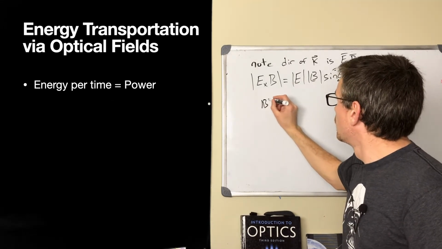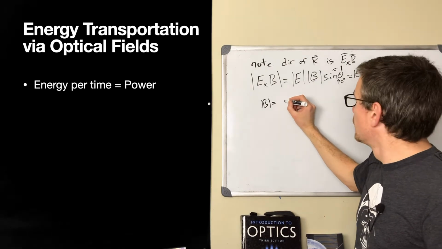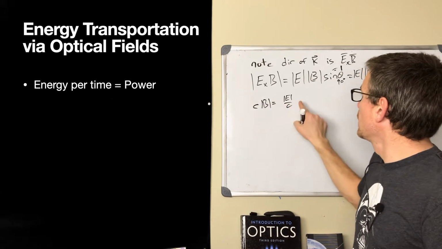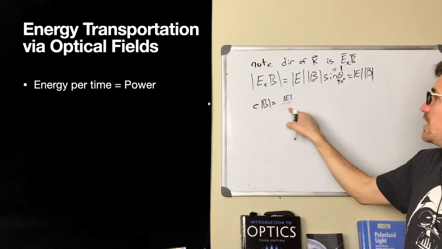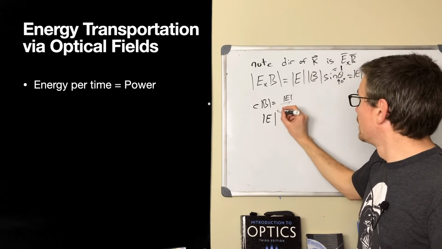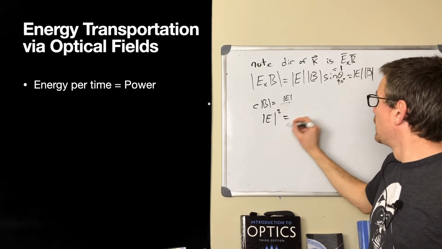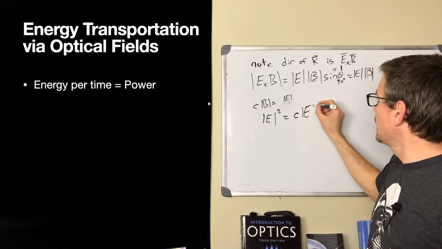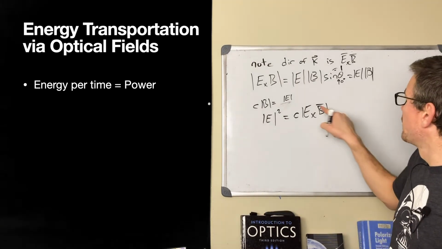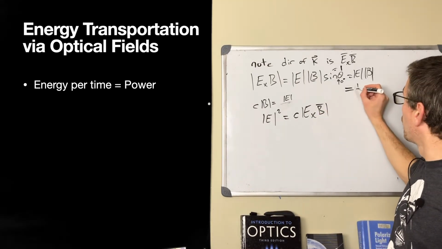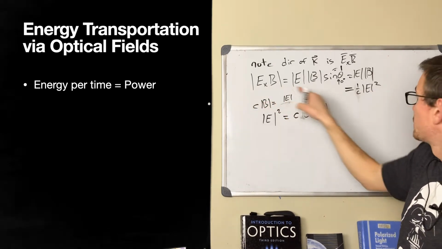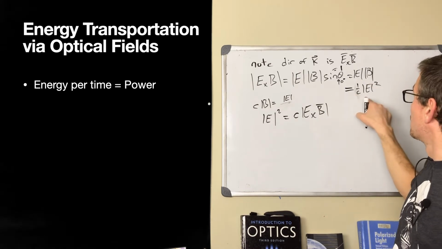B is equal to E over c. Or rather, I guess we can just write E is equal to c times B. Okay? So the magnitude of E squared is equal to the magnitude of c times E cross B. Okay, so this is just some mathematical gymnastics. We're saying that this is equal to 1 over c times E squared. Okay? So c times E cross B has the same magnitude as E squared.